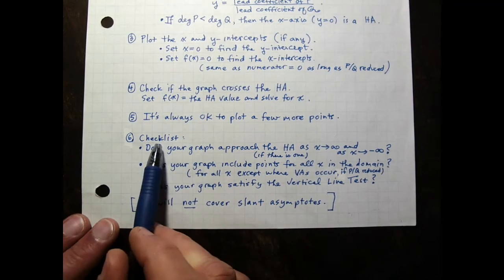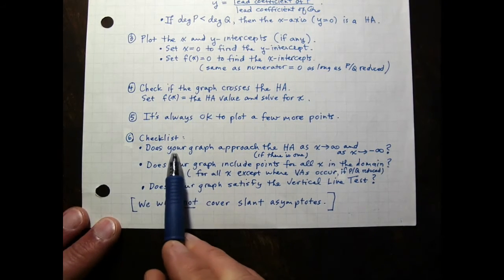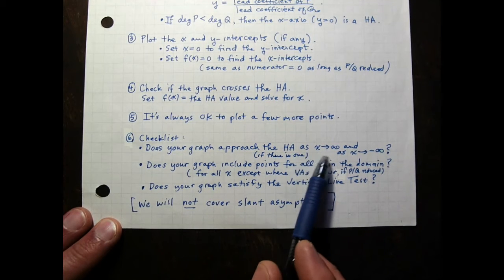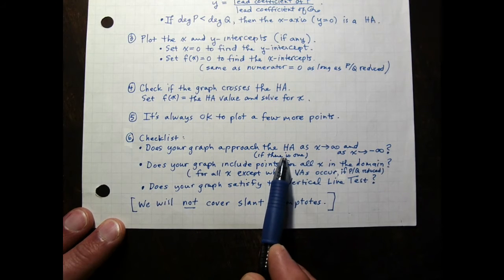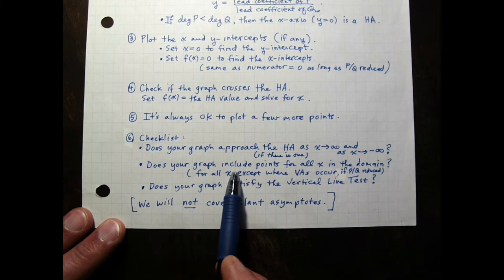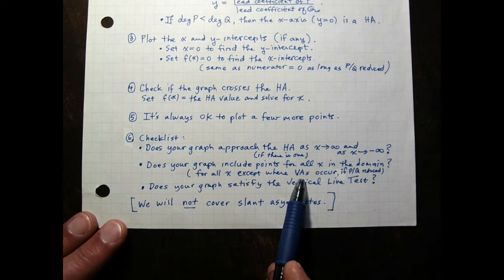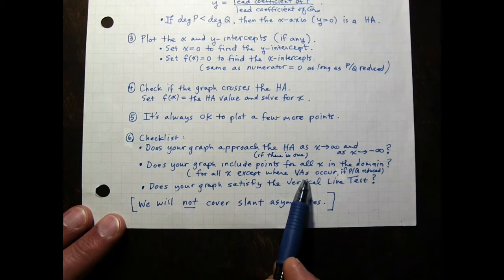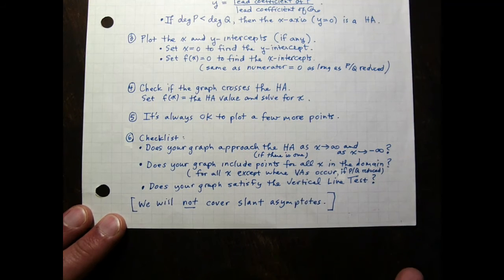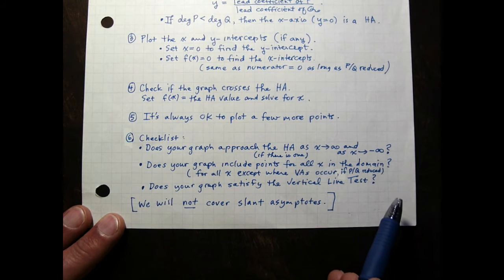And finally, I have a checklist on here. Does your graph approach the horizontal asymptote as x approaches infinity and x approaches minus infinity? That is, if there is one. Does your graph include points for all x in the domain, for all x except where vertical asymptotes occur? I sometimes have students who leave big gaps on their graph, and the only place there should be no graph is at a vertical asymptote. All other values of x should have a point indicated on the graph.